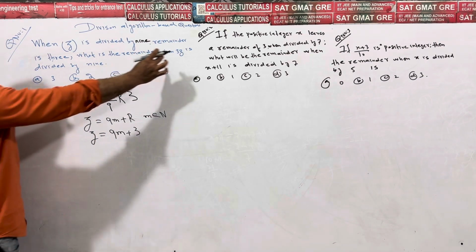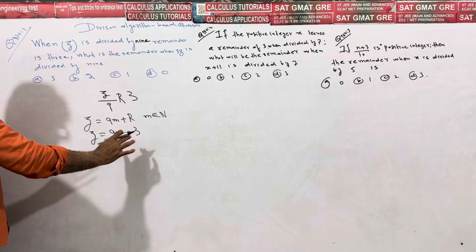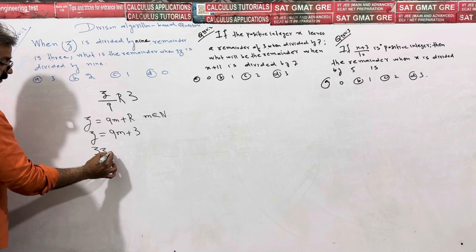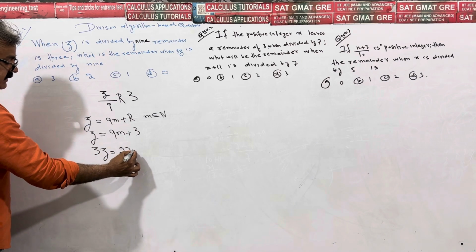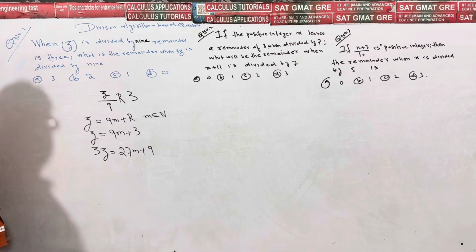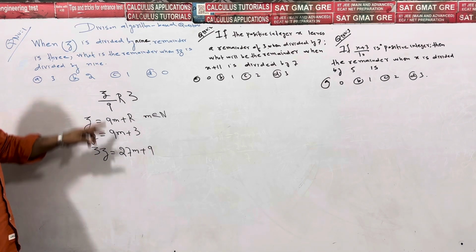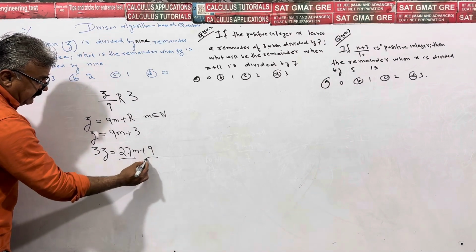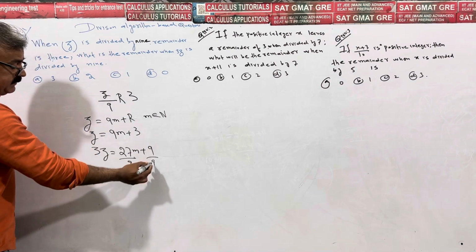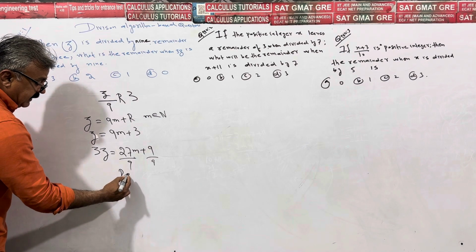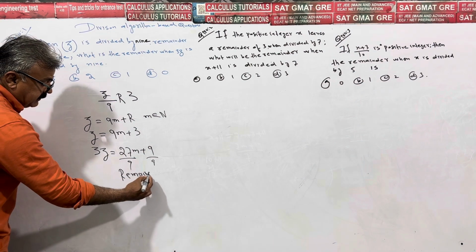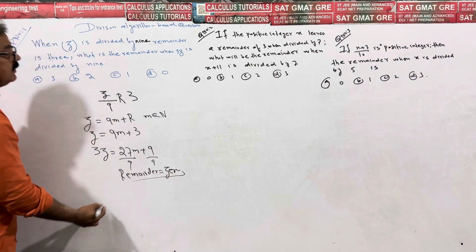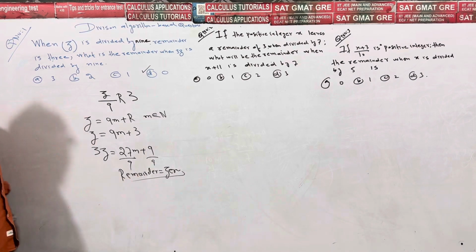Utilize this one. Multiply 3 throughout: 3 times z, 3z, it will become 27 times m plus 9. We have prepared 3 times z, and it is divided by 9. It is completely divisible. So in that case, the remainder is 0. So option number D is the right option in that case.